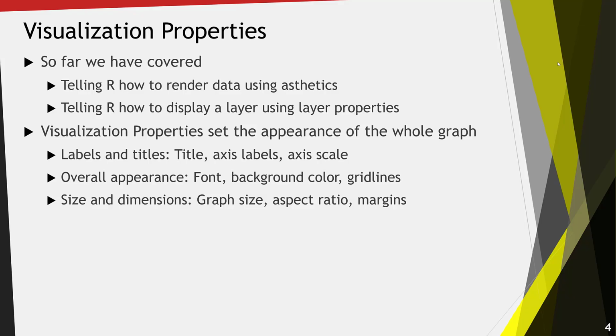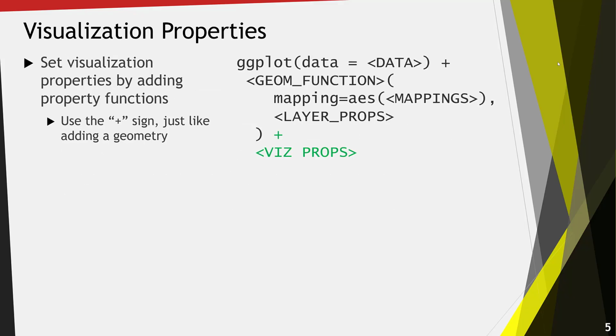You can think of things like labels and titles, for example, the graph title, the axis labels, or the axis scale. The overall appearance, things like the font, the background color, or grid lines. And lastly, things like the size or dimensions of a graph, the aspect ratio, so the ratio of the height to the width, or how big the margins are. You're going to set visualization properties the same way you add layers to a visualization. So again, they'll be separated by a plus sign. There are many functions that set the visualization properties. I call those viz props here.